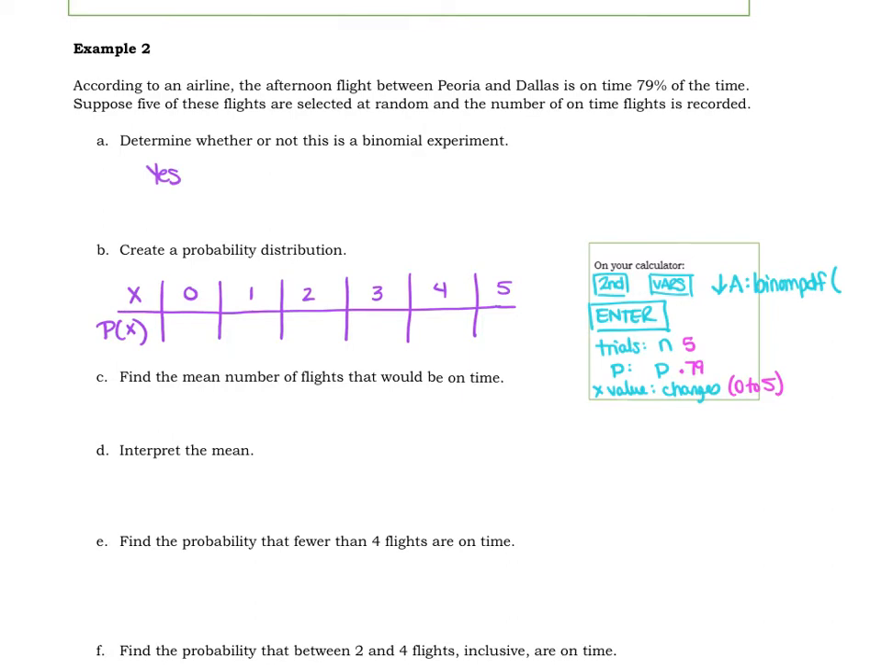Now, those of you that don't have the screen that says trials, P, and X value, you need to type those 3 numbers in parentheses separated with a comma.